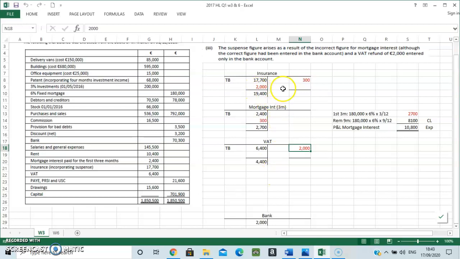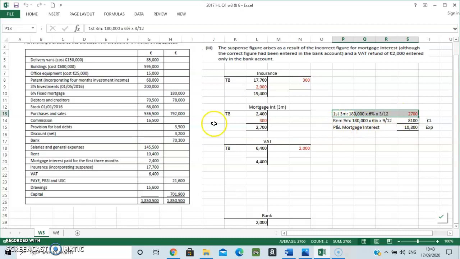At that point, you can balance off these three accounts. Insurance is now 19,400, which is an expense. Mortgage interest for the first 3 months is 2,700, and the VAT is now a current asset of 4,400. But one more thing to do, mortgage interest, we might as well do this while we're here. We've already done the first 3 months. Let's do the remaining 9 months.